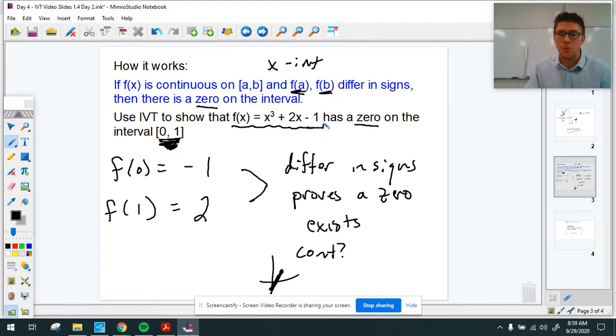And this is a cubic polynomial. Of course it's continuous. It's a cubic, right? So it's going to take place. There's nothing you have to really show to prove that. It's just our understanding of functions.